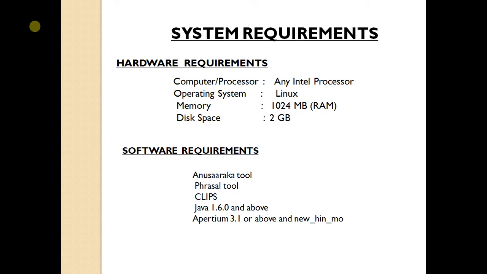Here are the system requirements: hardware requirements, software requirements. Computer processor, any Intel processor. Operating system Linux, 1024 MB. Disk space 2 GB. Software requirements: Anusarka tool, Phrasal tool, CLIPS, Java 1.6 version, Perl 3.1 version, and new Hindi morph.